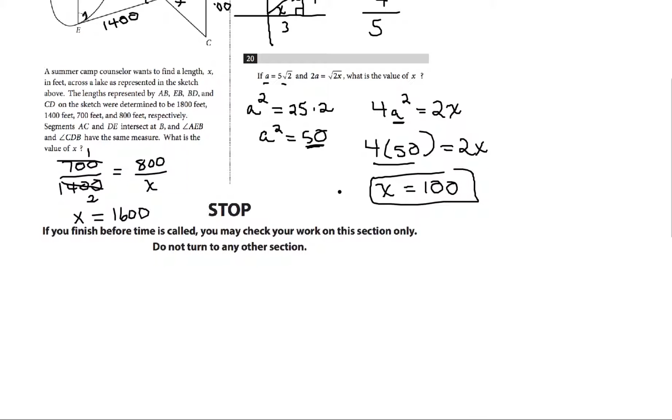All right, those were the grid-in problems. We'll talk about gridding in class.